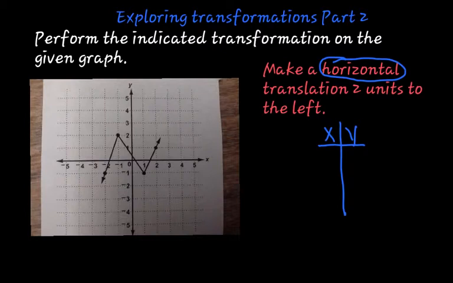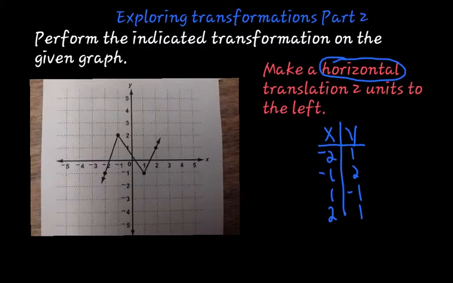The first point is this one here. So it's going to be -2, -1. The next one is -1, 2. And then we have 1, -1. And the last one is 2, 1.